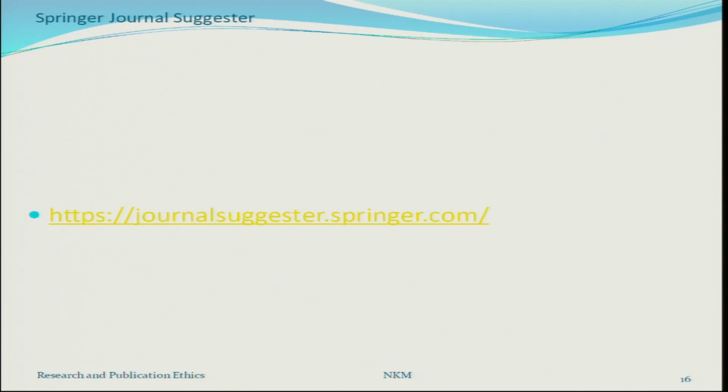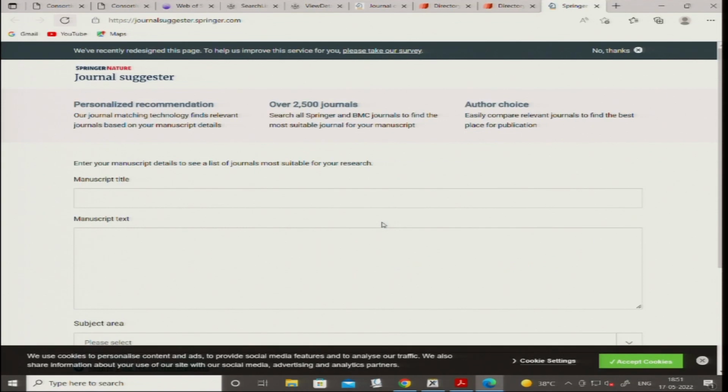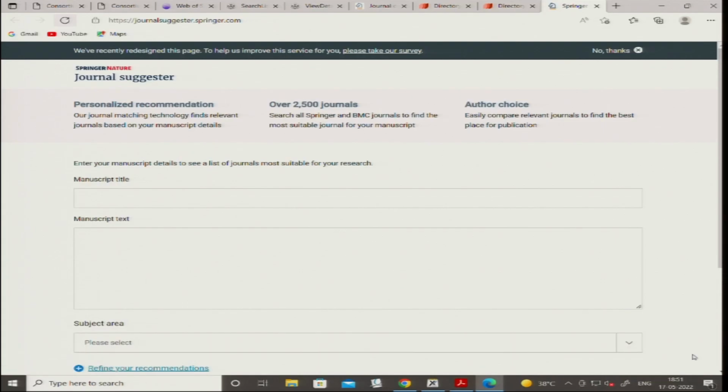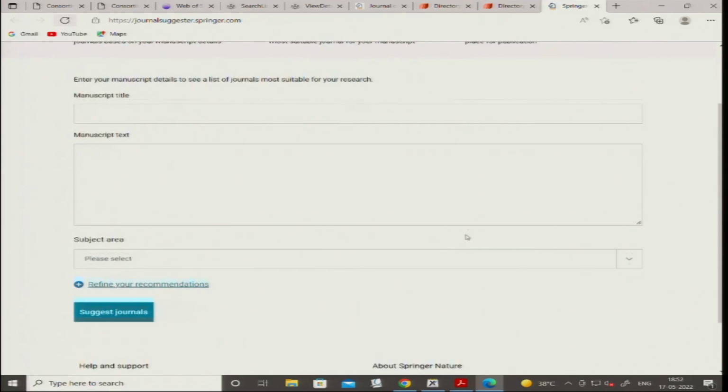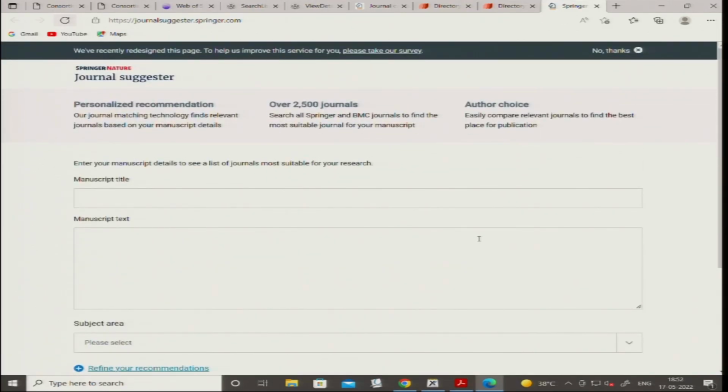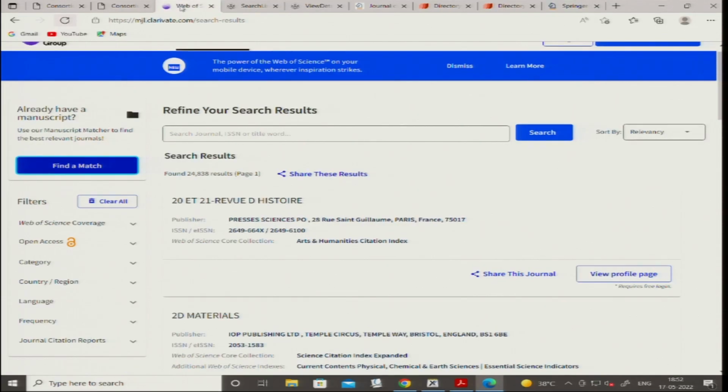Let's try to understand the Springer Journal Suggester. So here we come to this Springer Journal Suggester. That's a very important tool. When you go on this page, first you see a page opens where you have to write the manuscript title and manuscript text. I will be using one abstract and title for the teaching learning process. Let me do that.